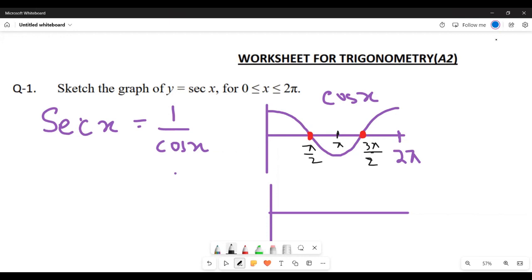Okay, so we have asymptote at pi by 2 and 3 pi by 2. Then this is 1. Reciprocal of 1 stays 1. So that stays 1, and that's minus 1 here, and reciprocal of minus 1 is still minus 1. So we'll have a 1 here, and we'll have a minus 1 here.